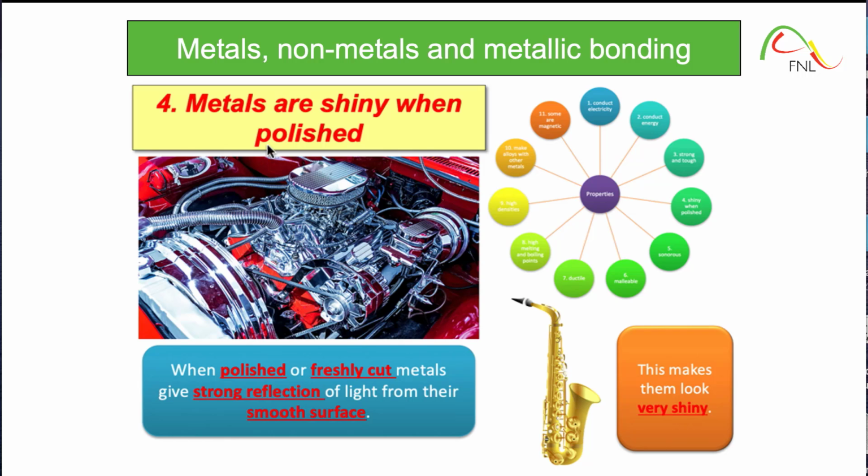Fourthly, metals are shiny when polished. It's an amazing engine here, but that hasn't seen many miles. Now when polished or freshly cut, metals give strong reflection. You can see here the reflections off the engine from this smooth surface. And this saxophone, again, very shiny.